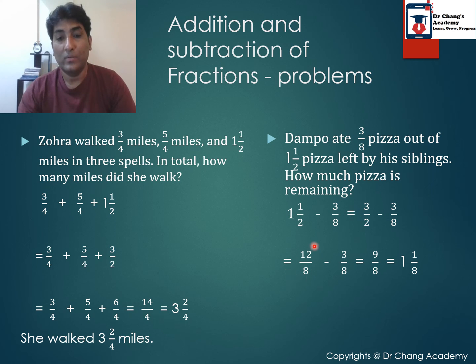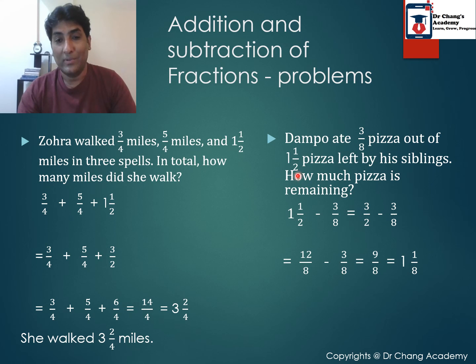Okay. So if you look closely, 12/8 is also showing 1.5 in terms of eighths. Right. So minus 3/8, same size fraction, same denominator, so we just subtract the parts. So 12 minus 3 is equal to 9/8, and 9/8 is equal to 1 whole and 1/8.